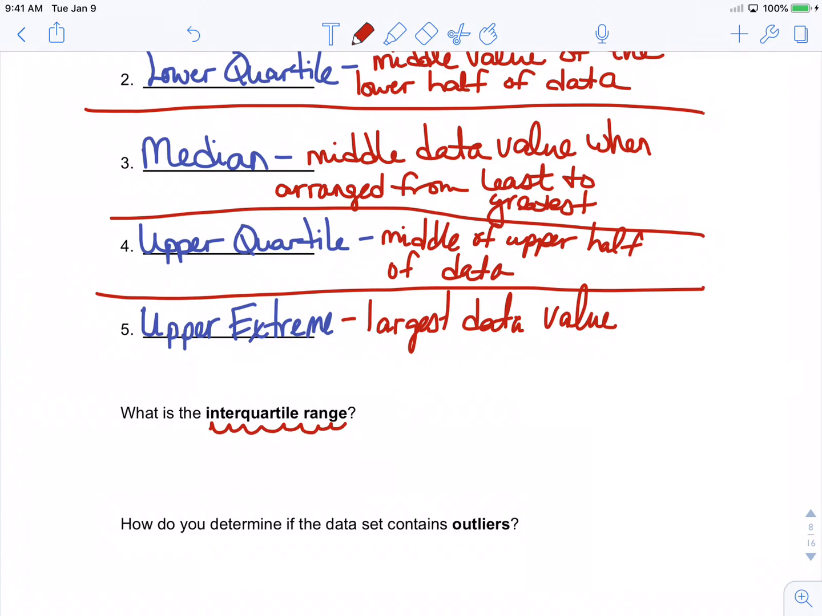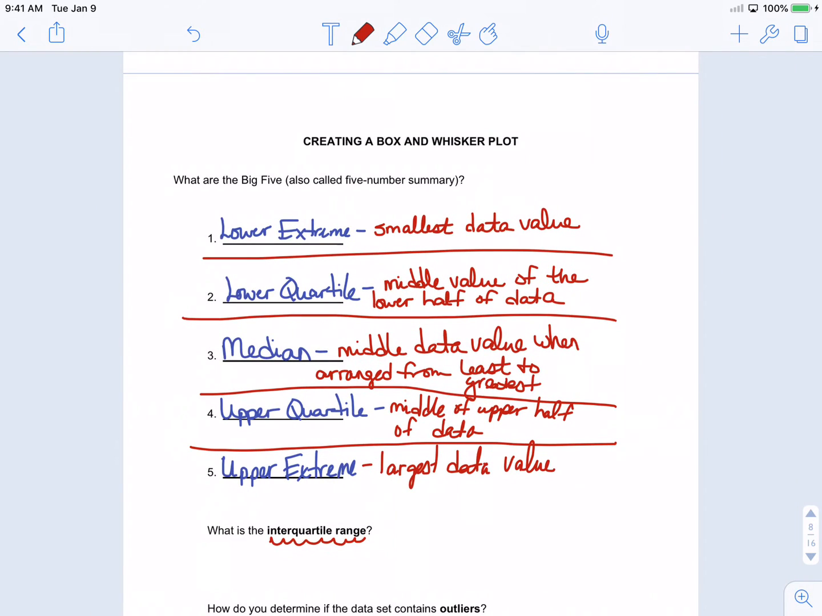We're drawing a box plot. And if you think about a box plot, it's called a box and whisker plot. A box and whisker plot has a box. It has whiskers, literally. These little lines are called whiskers going off of the box. And then in the middle it has the median.